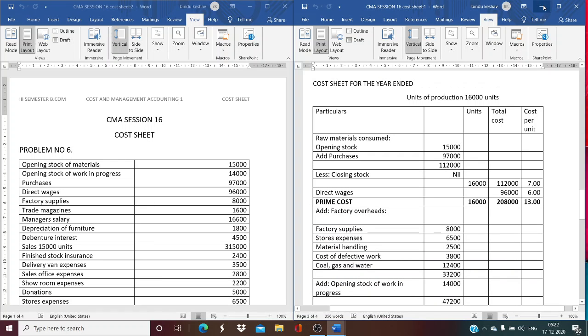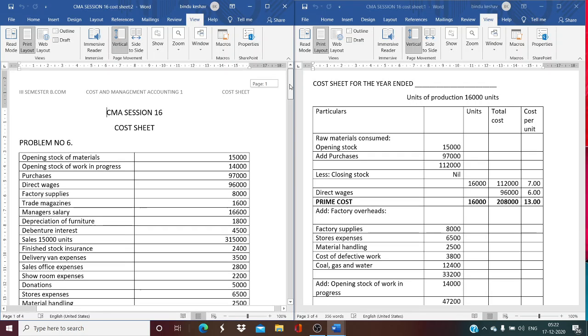Dear students, welcome to CMA session 16, problem number 6, preparation of cost sheet. Information regarding the various expenses as well as opening and closing stock of a firm is given here.